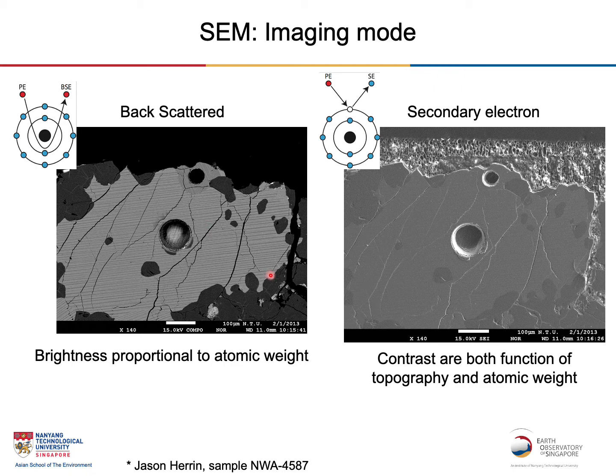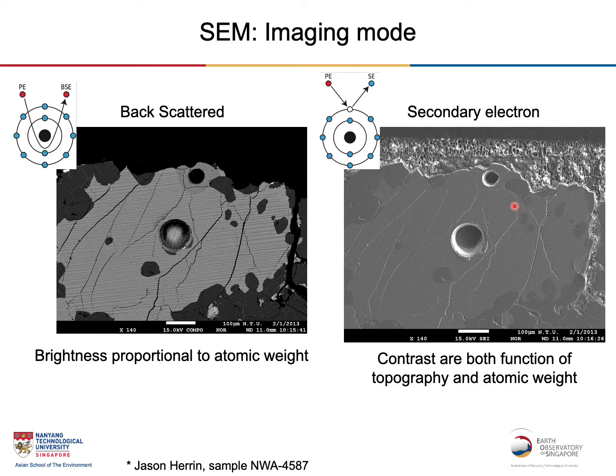We can see that this crystal was encapsulated in epoxy. Epoxy has much lower density than the mineral, so it appears much darker. But the pyroxene contains a lot of iron, magnesium, silicon, and they appear much brighter.